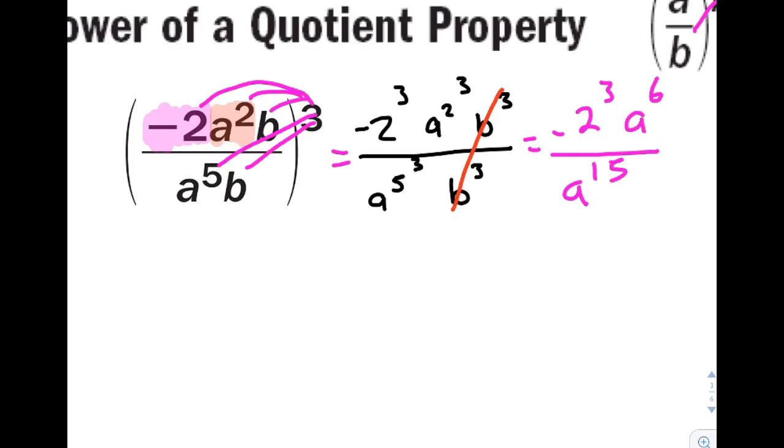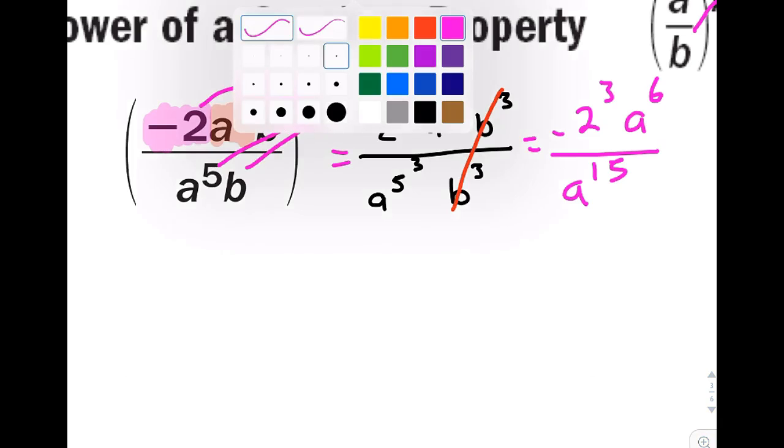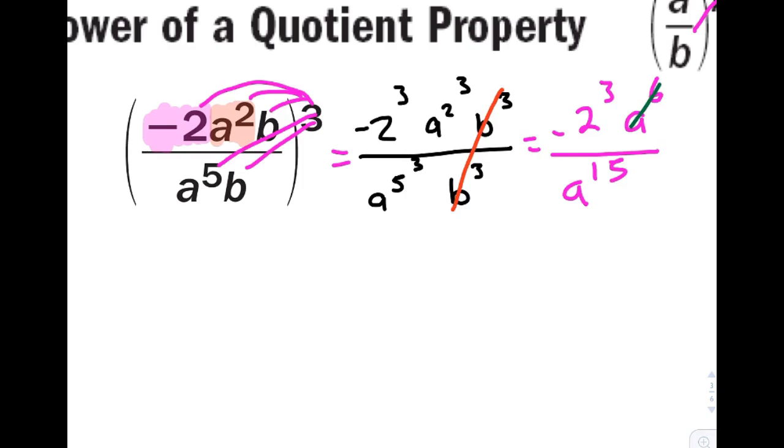And we just look at how many a's on top, how many a's on bottom. We've got 6 a's on top, 15 a's on bottom, so all of them are going to go away here. We're going to subtract 6 away from there, leaving us with 9. So 6 would cancel top and bottom. All of them are gone in the numerator, leaving us with negative 2 to the 3rd over a to the 9th.